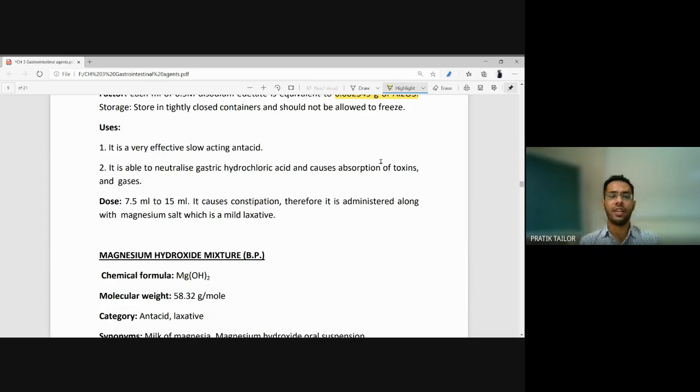Dose, if you will see, this is 7.5 ml to 15 ml. It can cause constipation, therefore it is administered along with the magnesium salt, okay, which is a mild laxative.